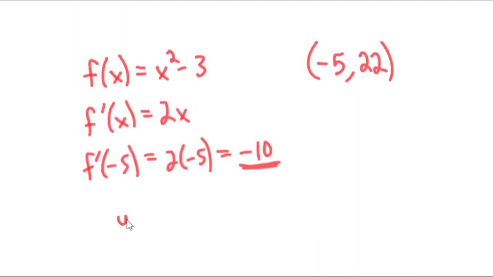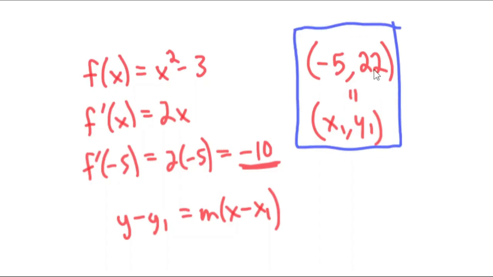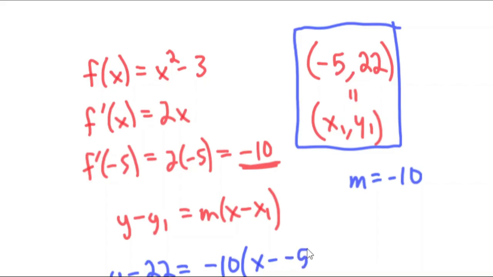So let's remind ourselves we have y minus y1 equals m times x minus x1. Now, this point up here is going to be our x1, y1. This is a point on our graph. Make sure you plug these values, minus 5 and 22, in for x1 and y1. Don't plug them in for x and y. Now, what is the m? What is the slope? Well, the slope is this negative 10, right? The m is the negative 10. So our final answer is going to be y minus 22 equals negative 10 times x minus a negative 5.